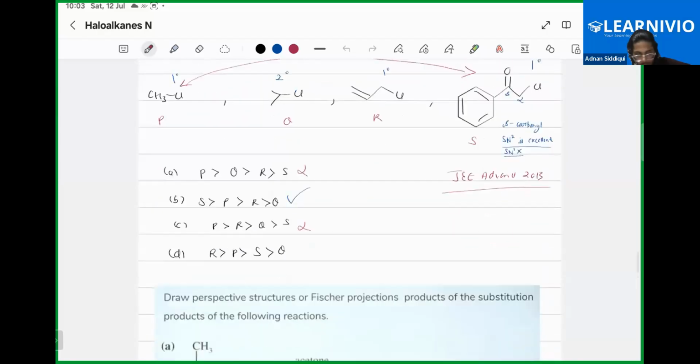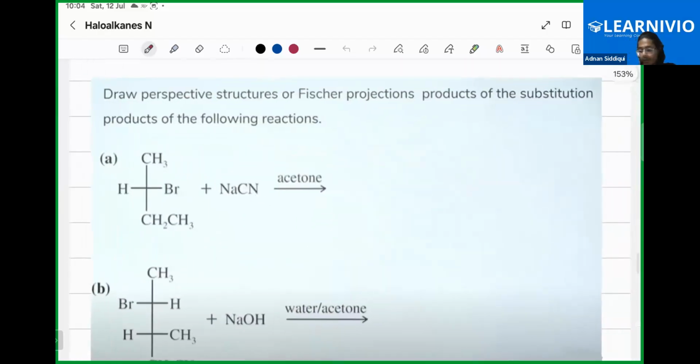So tell me the answer for this question fast. What should be the product? Which one is the leaving group here? You have to identify first. Is this leaving group, this leaving group, this leaving group? Which one is the leaving group?